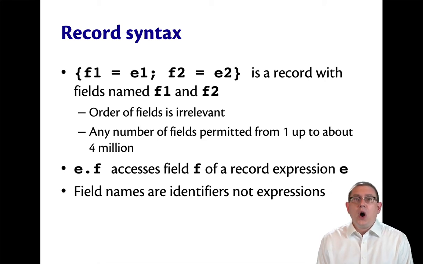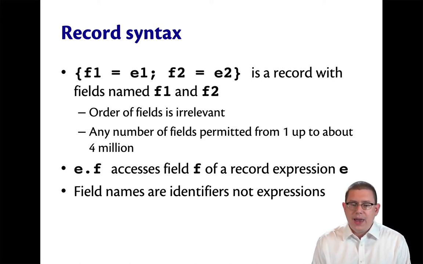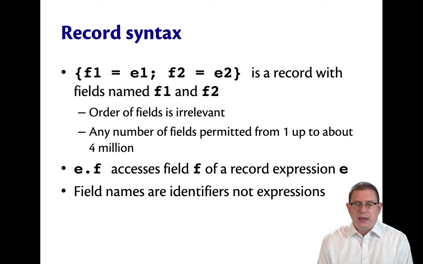We write dot to access a field from a record. So e.f accesses the field named f of a record expression e. It's important to bear in mind that f here is a field name, and it must be an identifier syntactically. It cannot be an expression that you compute. If the latter is what you want, then really what you are thinking of is a dictionary, and we will come to dictionaries later.